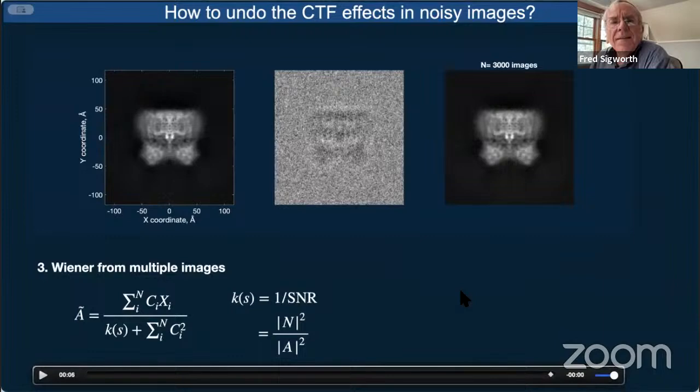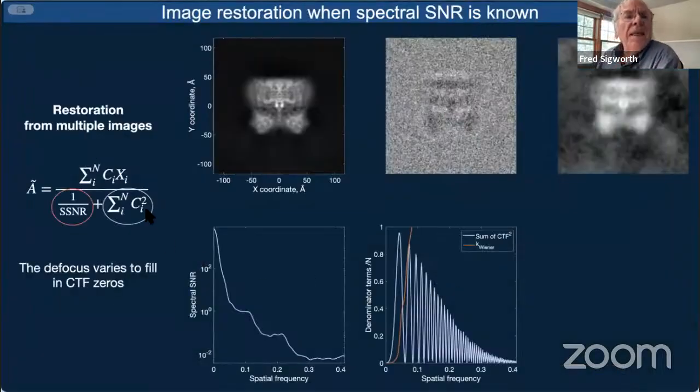Now, how does this work? Well, what we're doing then, of course, there's our Wiener constant that's not a constant anymore, and here is this term CTF squared in the denominator. And what I'm going to do is plot the relative sizes of these two terms. So this is the 1 over spectral signal to noise ratio. That's this effective Wiener constant. And this thing is the sum of the CTF squared.